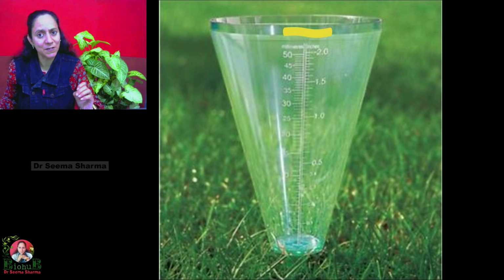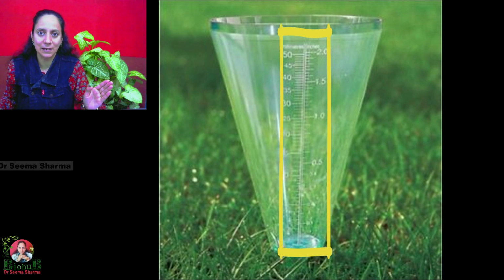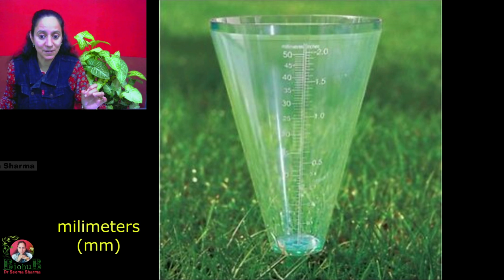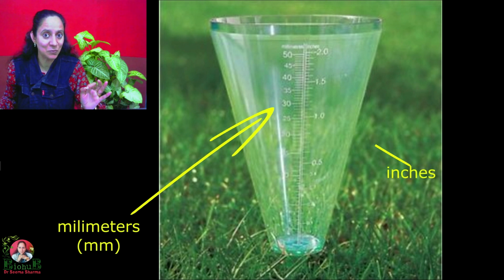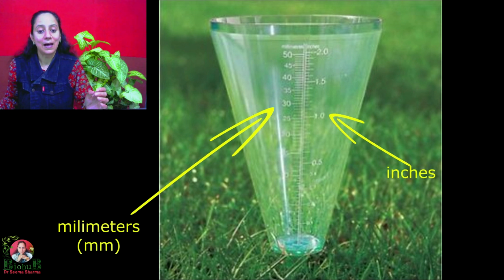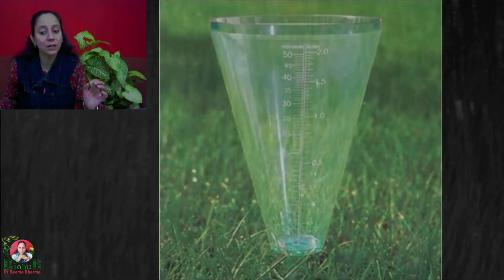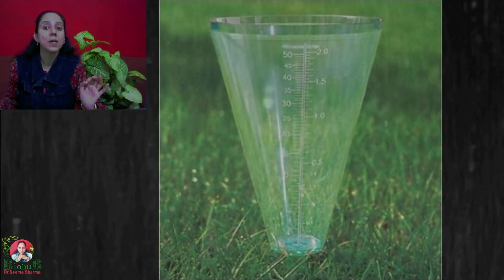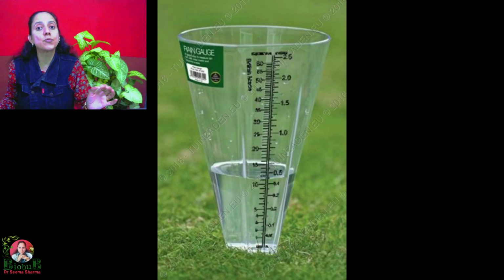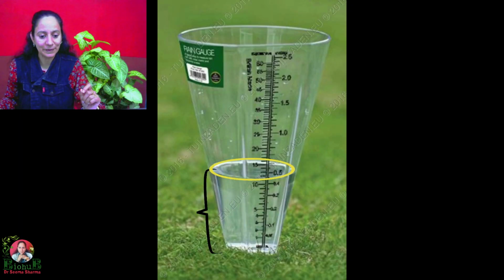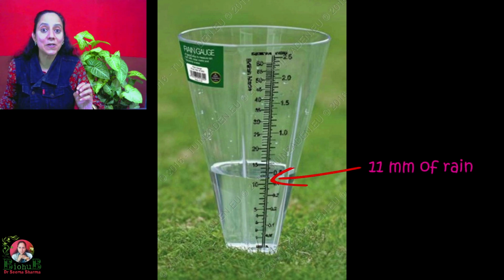This is a calibrated rain gauge. Calibration means reading, and it's in millimeter or inches. It was kept in an open field at a place for 24 hours, and it rained a few times during that duration. So, after that, the level of rainwater that has collected in the rain gauge was checked, and as you can see, it is 11 millimeters.